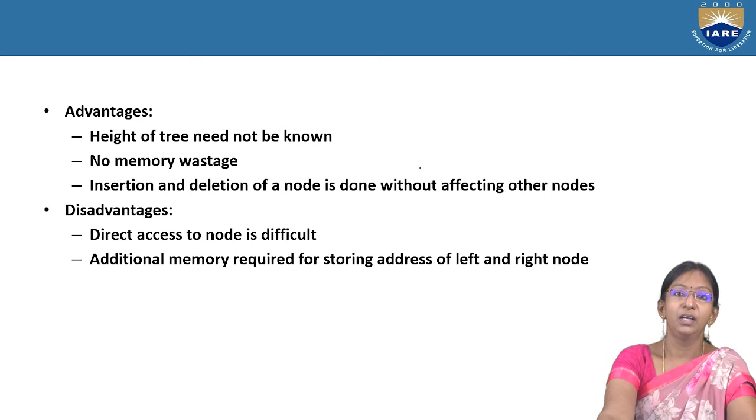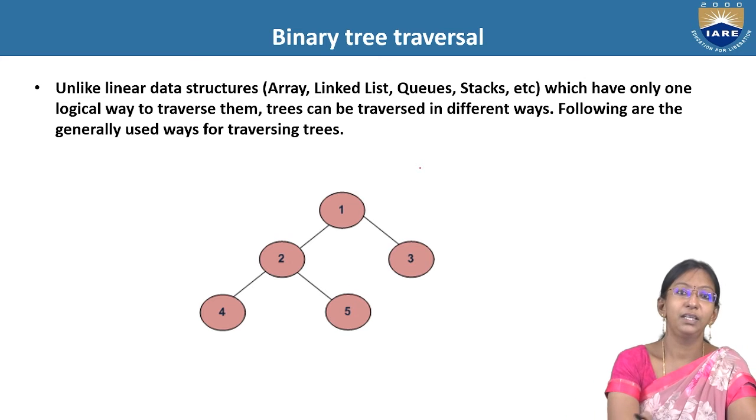A prerequisite of knowing the height is not required, and insertions and deletions are easy. But memory wastage is there because you are using a doubly linked list, two addresses you are storing with every node, that will be a wastage. So the next one, binary tree traversal.